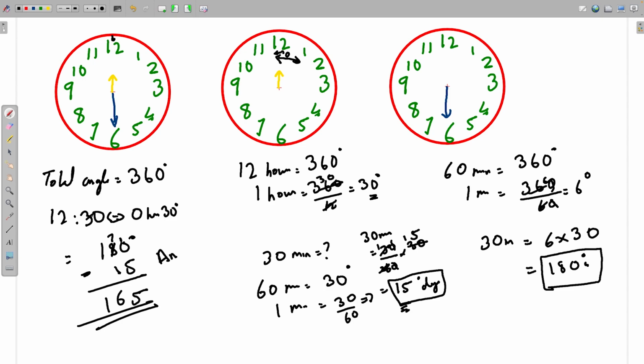So the answer is 165 degrees. Immediately people might say 180 degrees, but we are getting 165 because the hour hand would have changed with it. Now let's go on to the next problem.